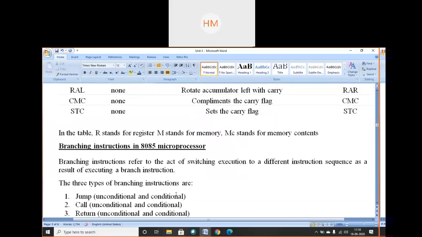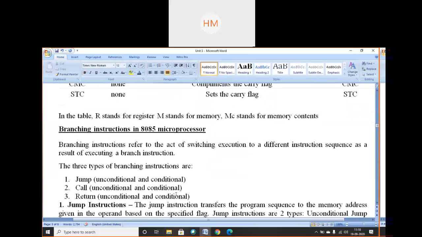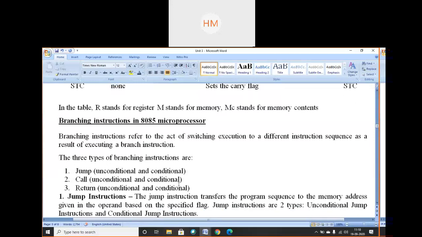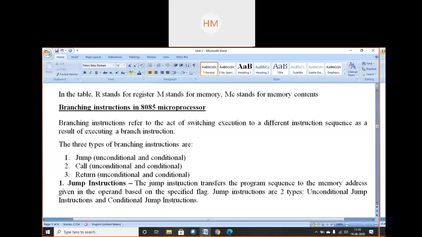Then branching instructions. We know there are many types of branching instructions. Each type has approximately 7 to 8 instructions within it. We have seen the conditional instructions. Yes or no, students? Jump conditional and jump unconditional, there are 3 types of branching instructions: call, conditional and unconditional, and return, conditional and unconditional. Okay?